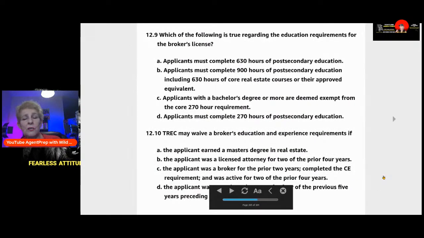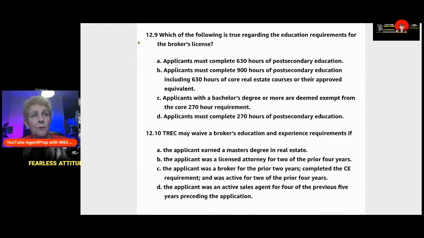Number 9, which of the following is true regarding the education requirements for the broker's license? Okay, brokers, not sales agent. A, applicants must complete 630 hours of post-secondary education. B, applicants must complete 900 hours of post-secondary education, including 630 hours of core real estate courses or their approved equivalent. C, applicants with a bachelor's degree or more are deemed exempt from the core 270-hour requirement. Or D, applicants must complete 270 hours of post-secondary education.